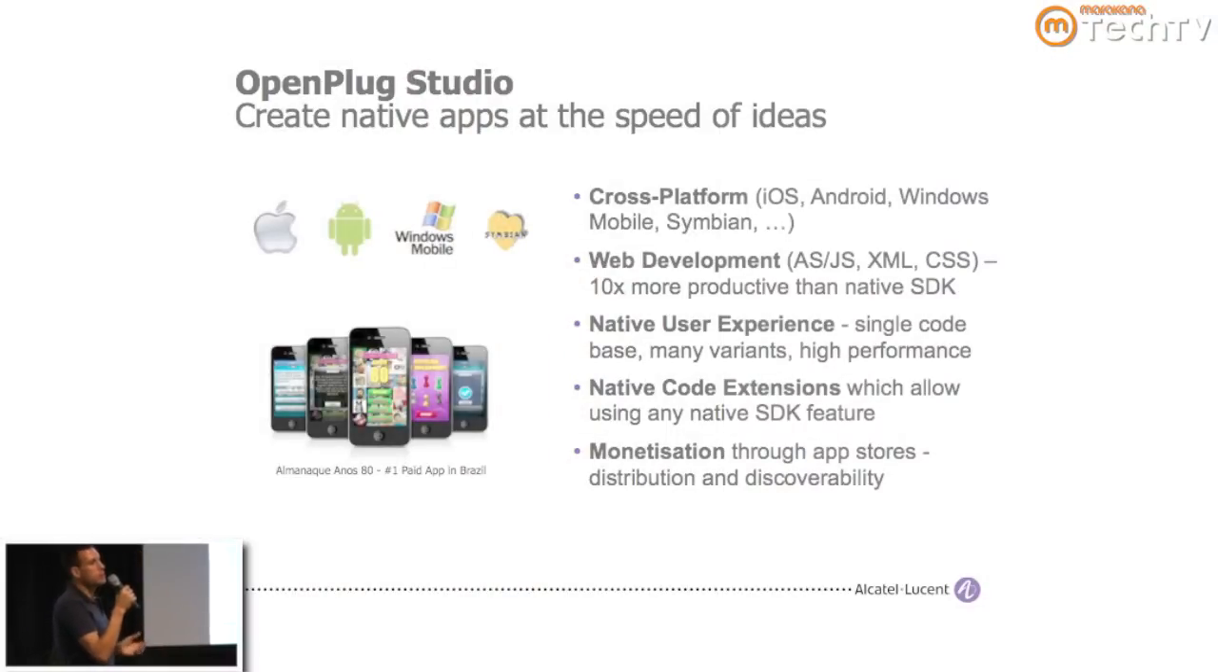So just background, OpenPlug Studio is cross-platform. You use ActionScript for the scripting language, and then JavaScript as well. All the views are done in XML and CSS. So it's super simple to get started with it. It does also support native extensions. So I built an augmented reality app. I had to do native extensions for Android and iOS using Xcode and then Eclipse separately.